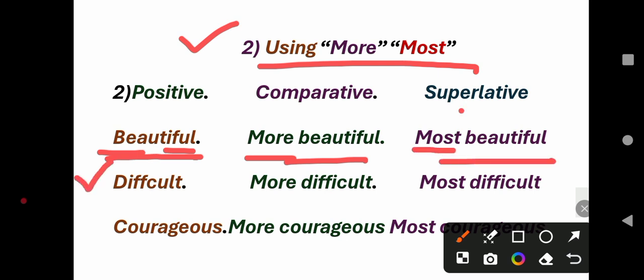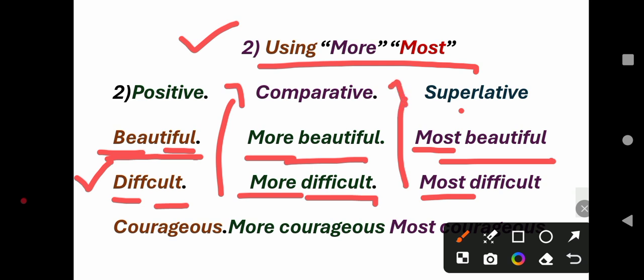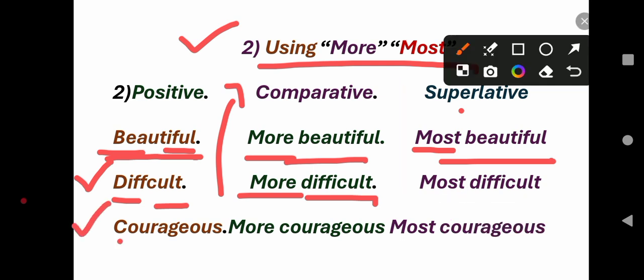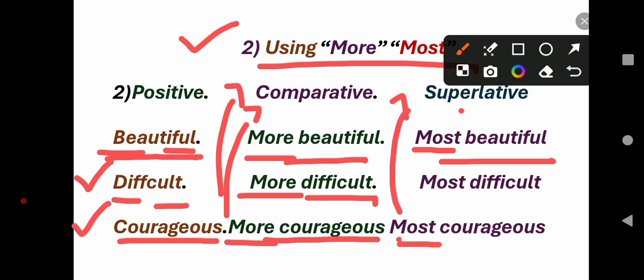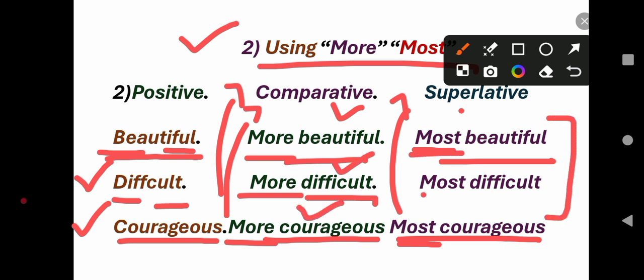Like difficult, by putting more in the comparative to form more difficult and putting most in the superlative to form most difficult. The last one is courageous, by putting more into the comparative to form more courageous, and by putting most into the superlative to form most courageous. So these adjectives take more in the comparative, like more beautiful, more difficult and more courageous, and in the superlative by adding most to form most beautiful, most difficult and most courageous.